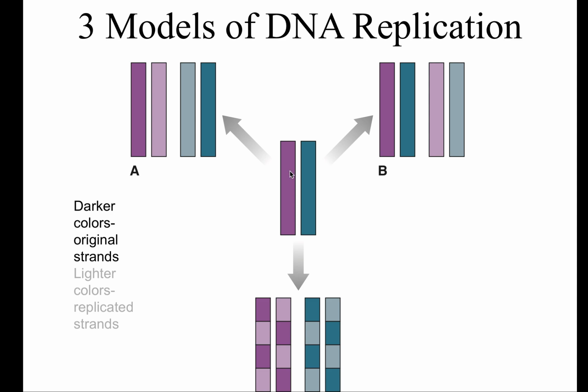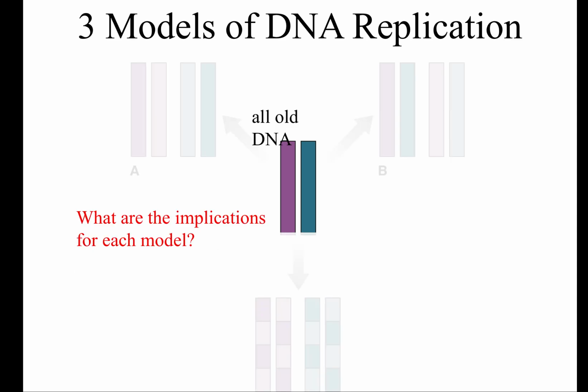And in this diagram, the darker colors, like dark purple and dark teal here, represent the original two strands, anti-parallel strands, 5 prime, 3 prime, 3 prime, 5 prime. Okay, and then these lighter colors represent the strands that are made to replicate the DNA. So the lighter strands are the replicated strands, the darker strands are the original strands. So here are the three possibilities for how DNA replicates itself.